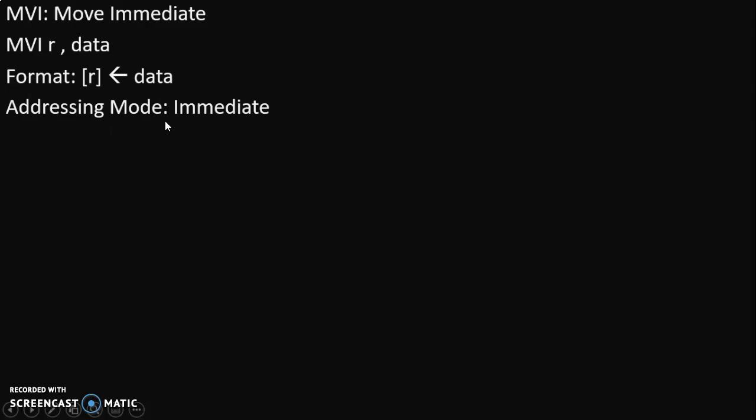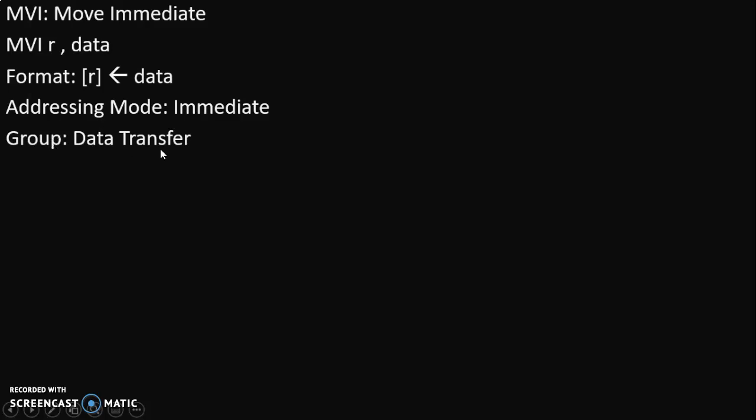Addressing mode. The addressing mode of this instruction is immediate. Why? Because here in the operand, data is given, and whenever data is given in the operand, its addressing mode becomes immediate. Another simple rule says that whenever you see a capital I somewhere in the instruction, its addressing mode becomes immediate addressing mode. This is the simplest way in which you can remember immediate addressing mode instructions.